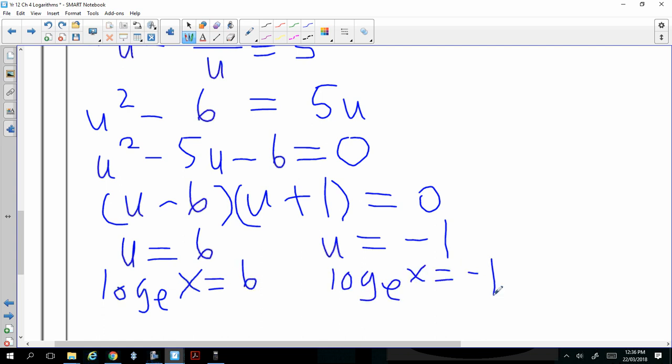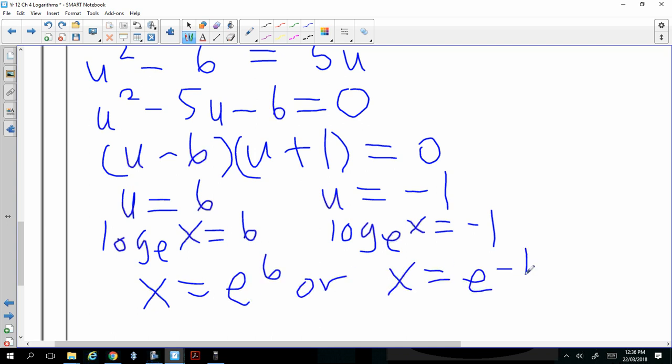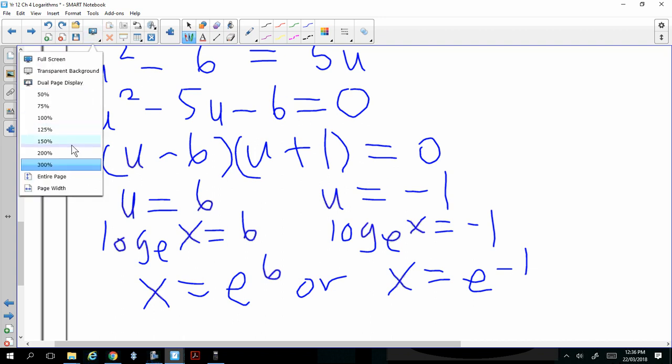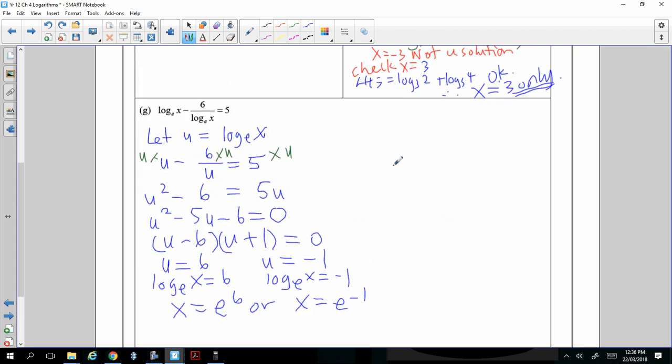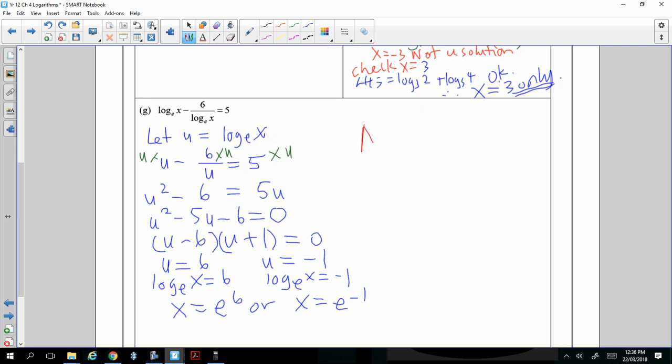Now this one you don't need to check, even though it's a quadratic. You only have to check when there's a quadratic inside the log. When it's inside, you have to check. When it's outside, you don't need to check. Okay? Alright, so we're done.